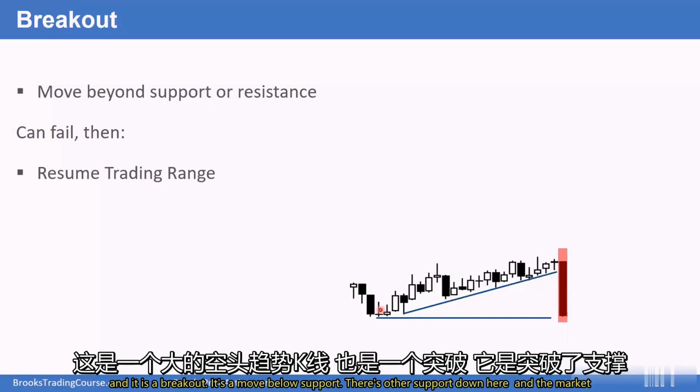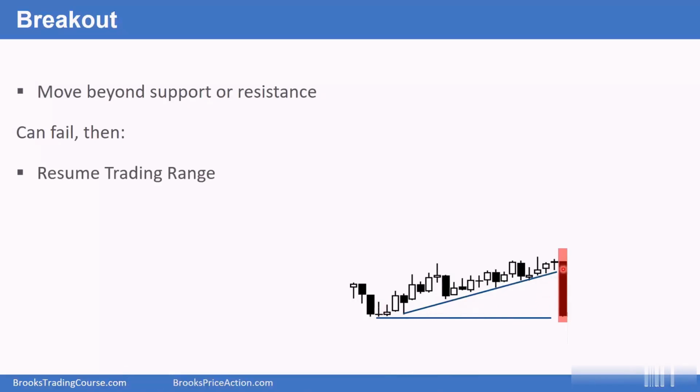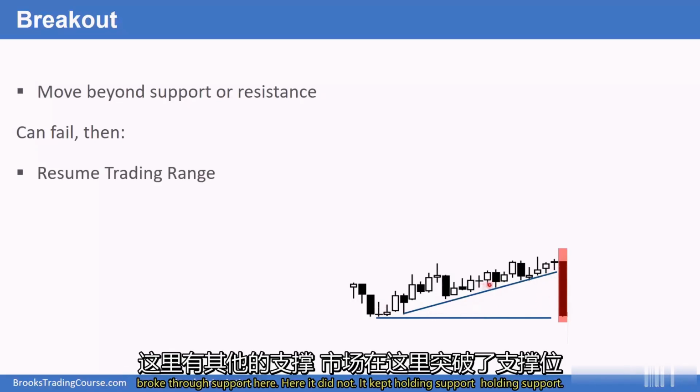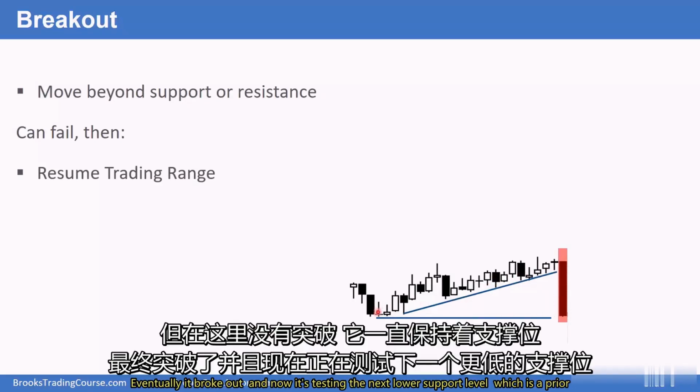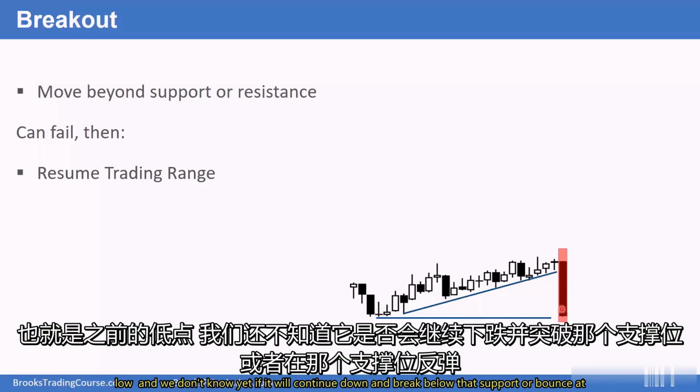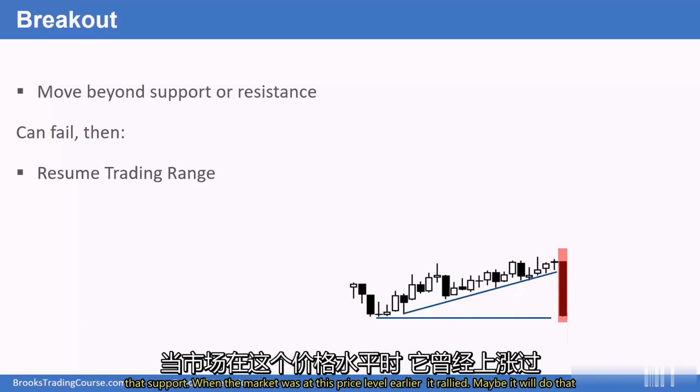There's other support down here, and the market broke through support here. Here it did not. It kept holding support. Eventually it broke out, and now it's testing the next lower support level, which is a prior low, and we don't know yet if it will continue down and break below that support or bounce at that support.